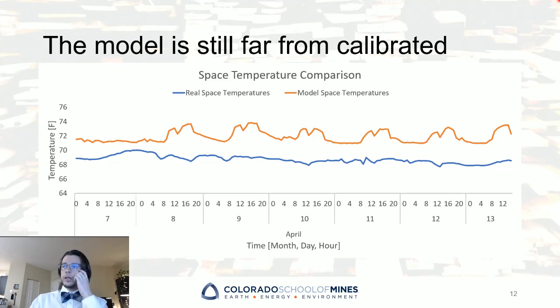Another way to look at this is with temperature. The dark blue line is real space temperatures for the building, and this was actually for last week, April 7 to 13. And then the orange line is how the model predicts the temperature for the same space over that same time frame. So we can see that the model is predicting that the building is warmer than it actually was, and at the peak of the day appears to warm up before cooling down throughout the night, and has this pattern of rise-fall that we don't see in the real data.